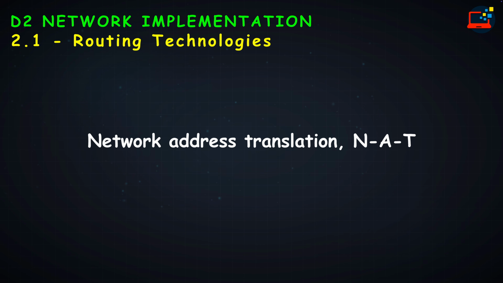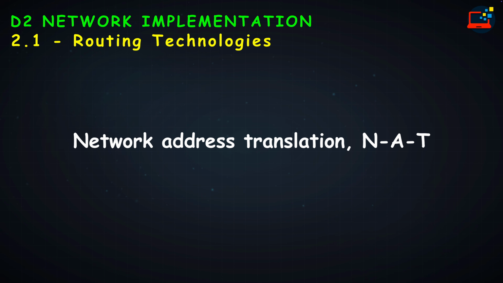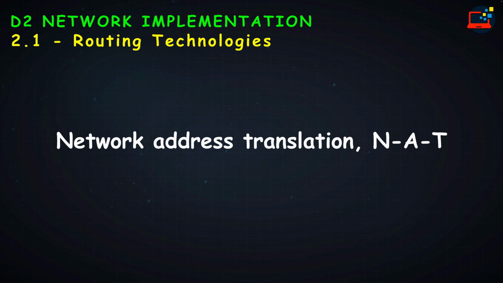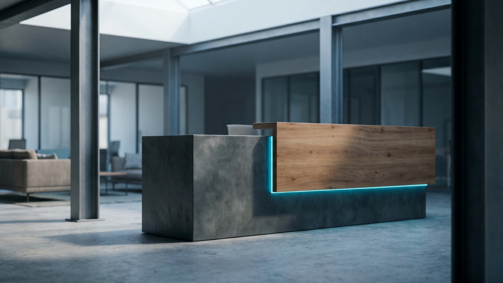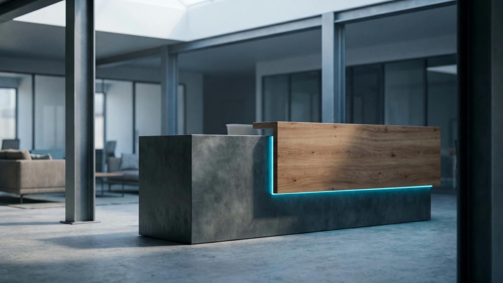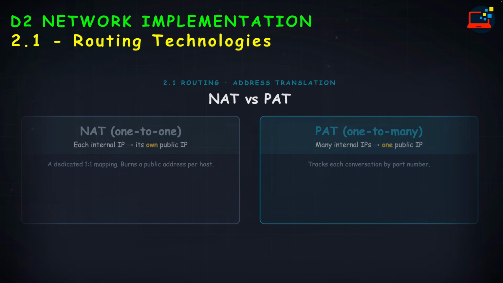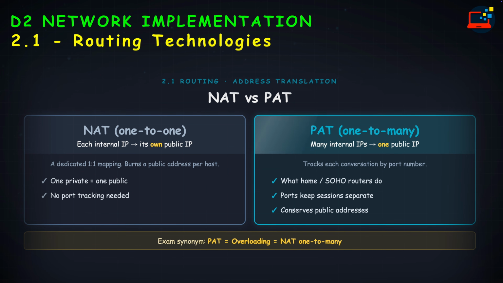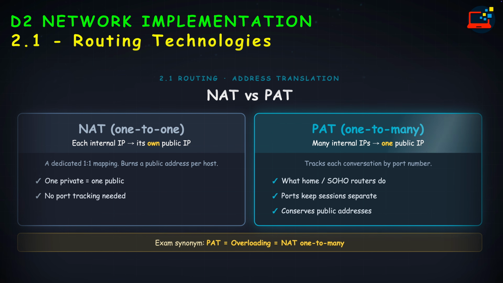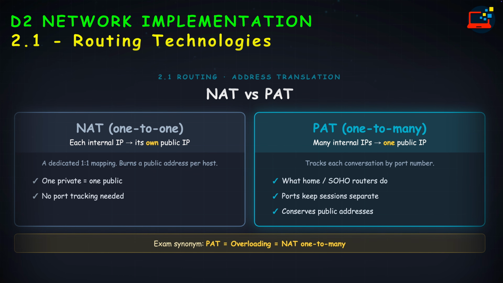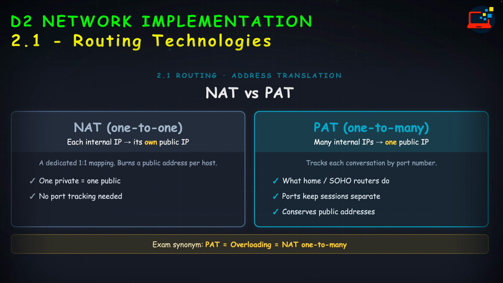Network Address Translation, NAT, lets multiple internal devices share a smaller pool of public addresses. Think of NAT as an office building reception. All 500 internal employees show up to the outside world as one address, the reception desk. PAT, Port Address Translation, is the same reception desk forwarding calls back inside the building using a specific extension number. PAT is what most home and small office routers actually do.